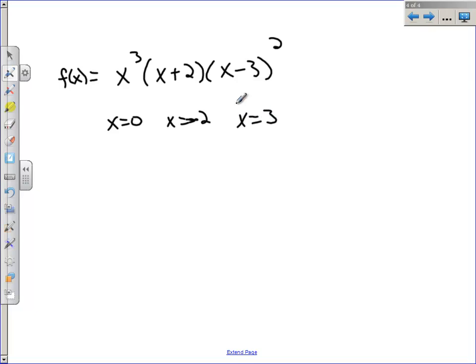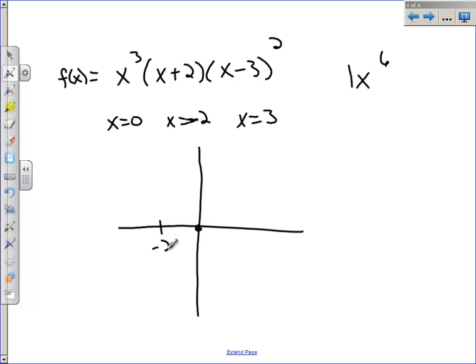and 3. And if we multiplied all this out, I'd get an x cubed, there's an x to the fourth, this would be an x to the sixth, and it would be a 1x to the sixth. So this is going to be up to the left and up to the right because my leading coefficient is positive and it's an even power. So let's do our roots. A root at 0, a root at -2, and a root out here at 3. Up to the left, up to the right because our leading coefficient is positive and the degree is even.